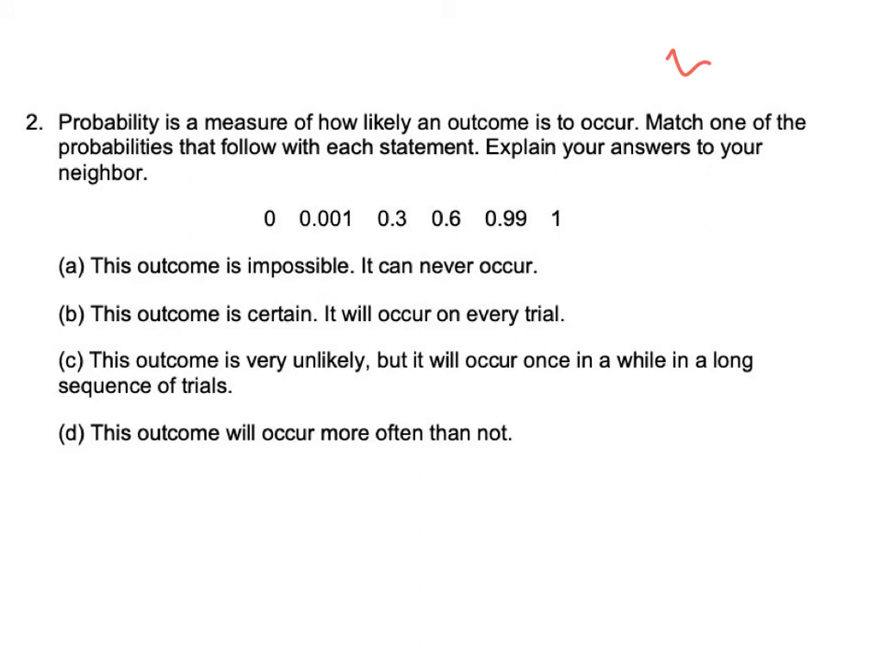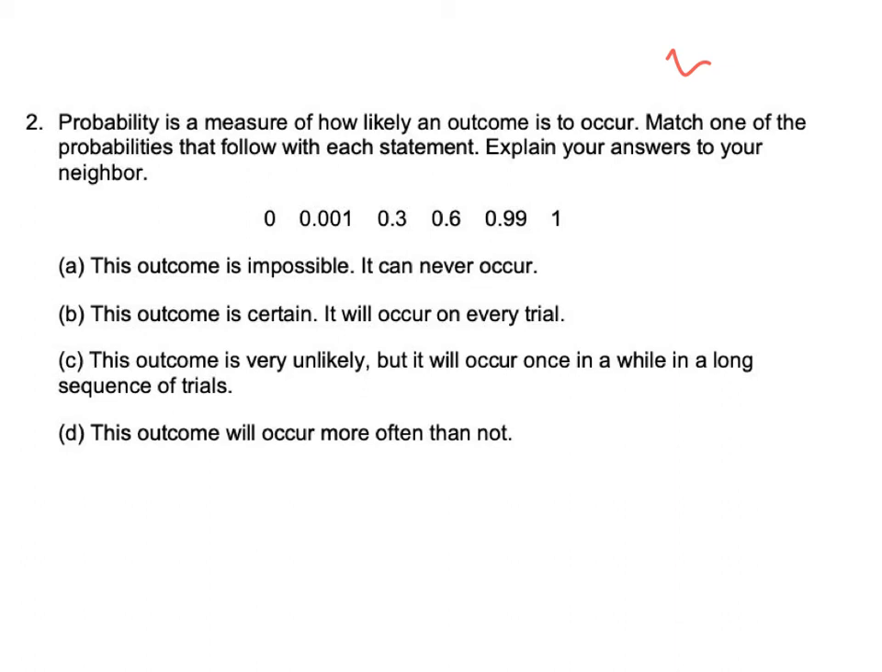Now we're just given a matching activity. It says probability is a measure of how likely an outcome is to occur. Match one of the probabilities that follow with each statement. Explain your answers to your neighbor. So it'd be awesome if you had somebody to talk this over with, but I know you're learning from home.